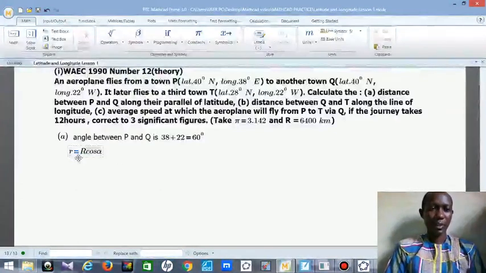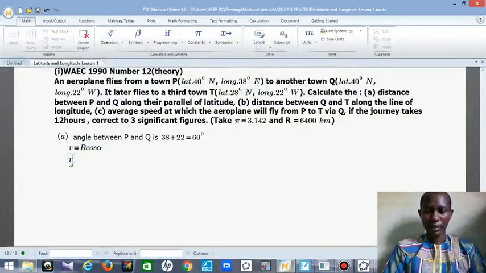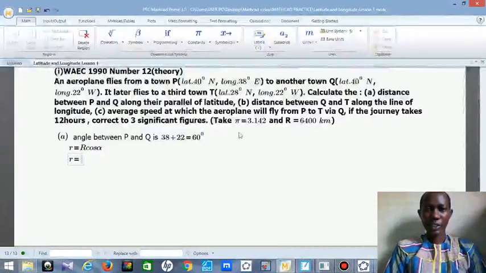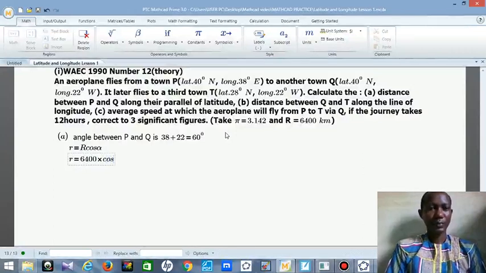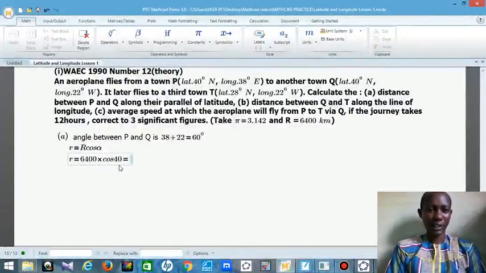So let's put that in now. So small r equals capital R, which is 6,400, times cos alpha, which is 40, cos 40, so that you can get your small letter r. Then you can easily get your distance.